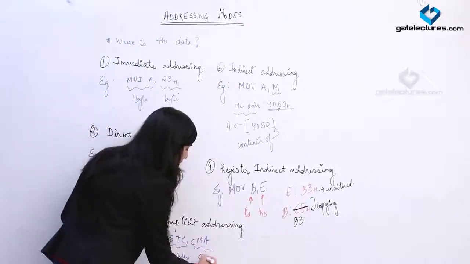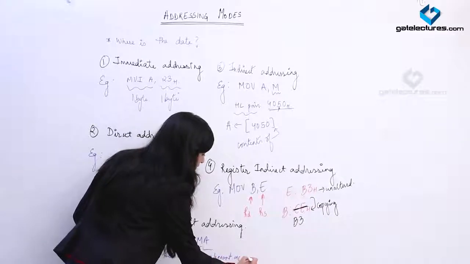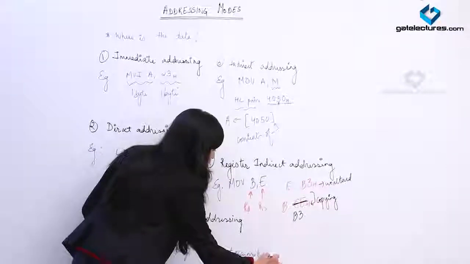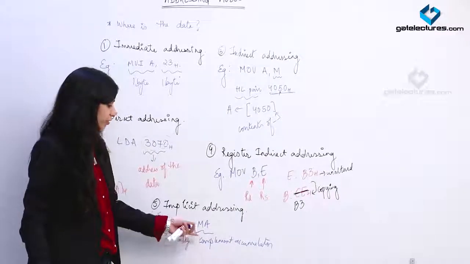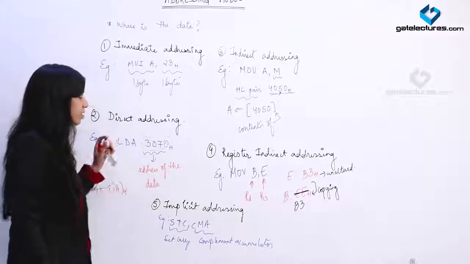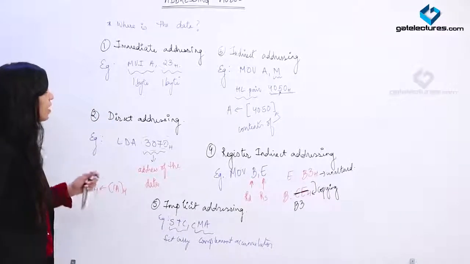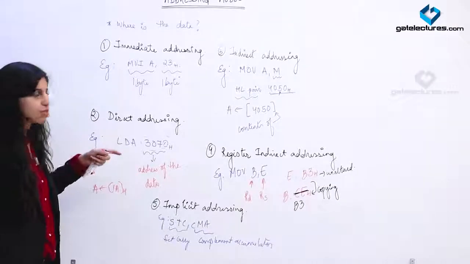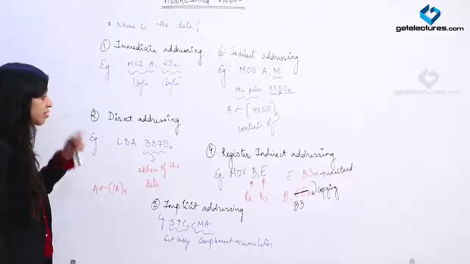CMA is complement accumulator. Simply all the contents of the accumulator are going to be complemented after execution of this instruction. So these are the 5 addressing modes that you need to know. There are other instructions also in each of these addressing modes. We are going to look at them separately when we study the instruction set.